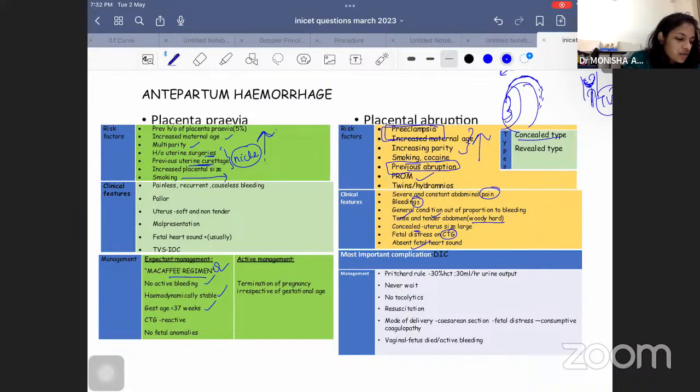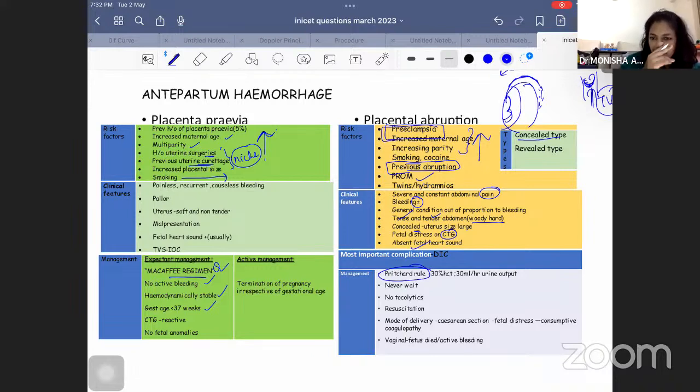Next is the management. Pritchard rule is not given in many books, but remember it's 30-30: 30% hematocrit to be maintained and 30 ml per hour of urine output to be maintained. That is important. If you diagnose a patient with abruption, see to it that she does not go directly into shock. Never wait for this. No tocolysis. Resuscitate the patient.